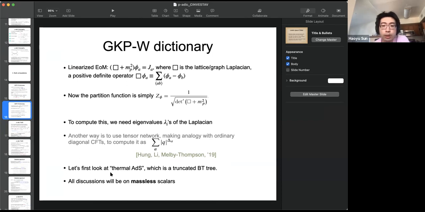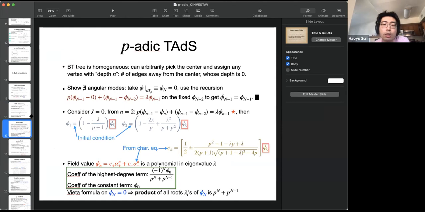So let's first look at the thermal ADS, which is a truncated BD tree. All discussions will be on massless scalars. So this is the thermal ADS. In the following slide, it will be somewhat technical because there are a lot of recursion relations. We see that the BD tree is homogeneous. We can actually pick the center and assign any vertex a depth n, namely the number of edges away from the center, whose depth is 0. This arbitrariness was also alluded to in Bogdan's talk.